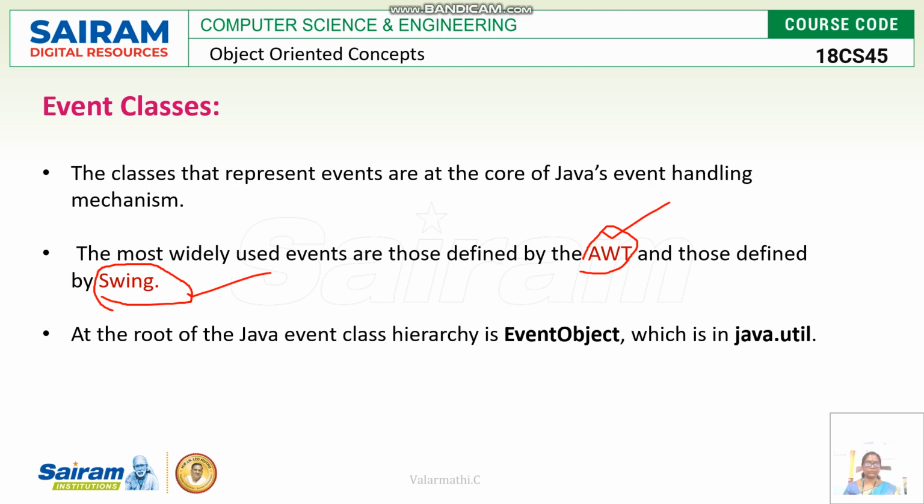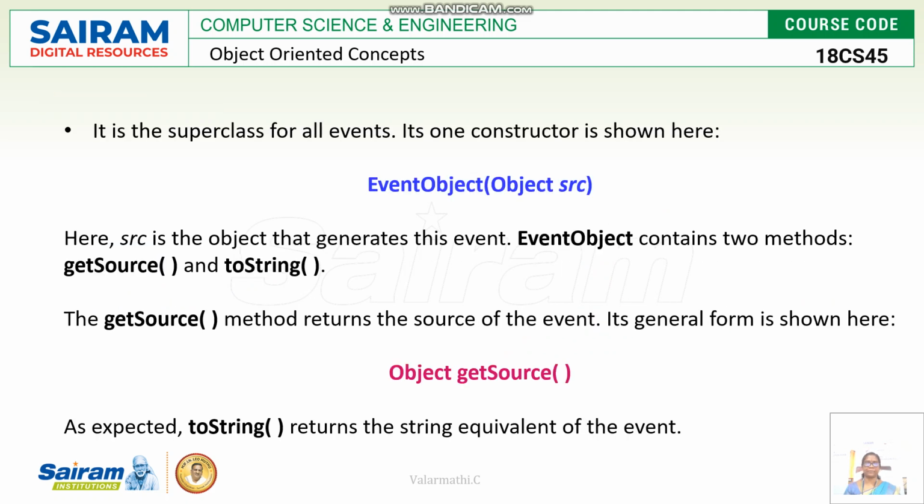What is the root of this event class hierarchy? It is EventObject. EventObject is the root class, available in the util package, which deals with all the event handling mechanisms in Java. How is this EventObject created? By using the constructor EventObject(src), where src is the object that is the source of the event. It contains two main methods: one is getSource, another one is toString.